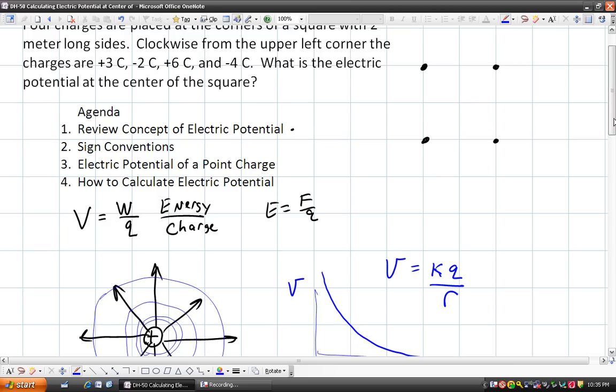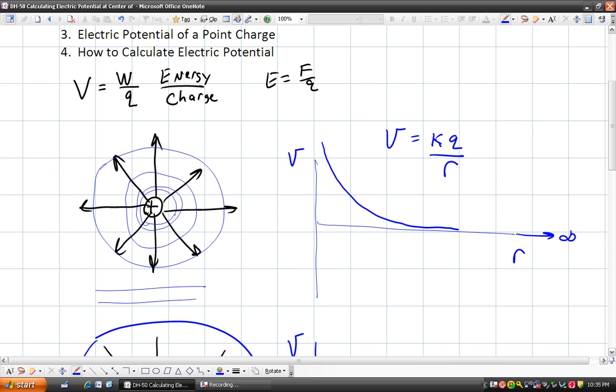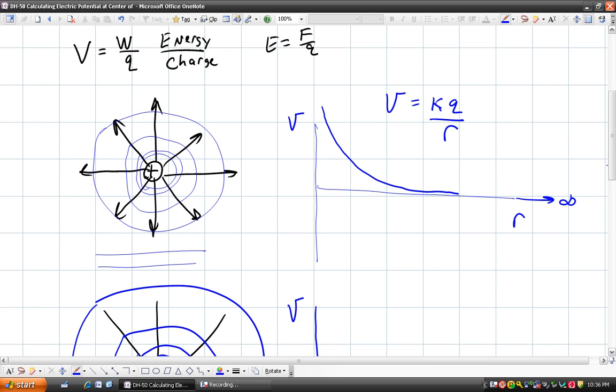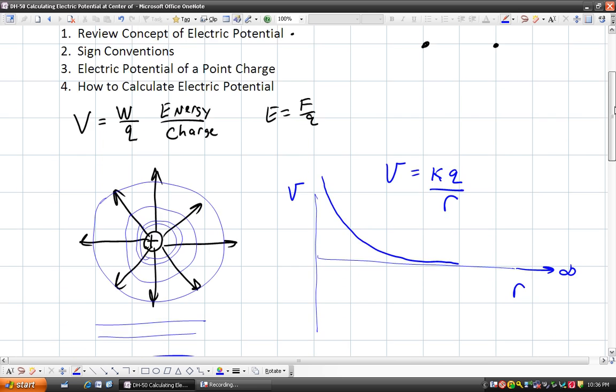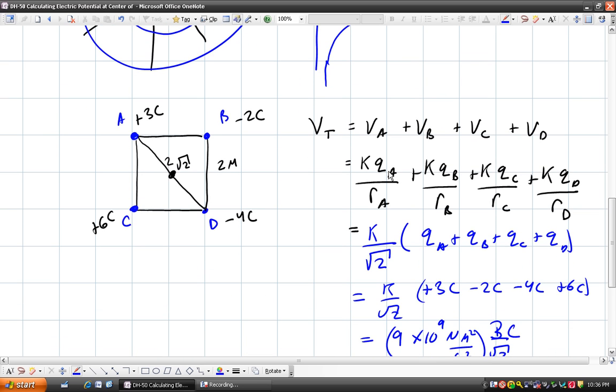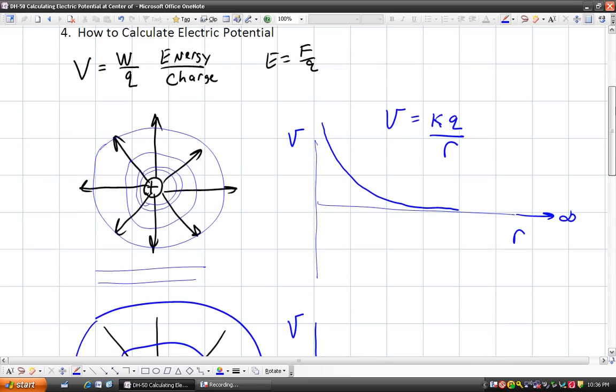Sign conventions are that electric potential is very positive near positive charges, it's very negative near negative charges, and it's 0 at infinity. If you have a cluster of charges like this, or a distribution, and you want to know the total electric potential at any one point, you simply calculate the electric potential for each charge and then add them. No need to worry about components because this is not a vector. It's just a scalar. So it simplifies significantly.